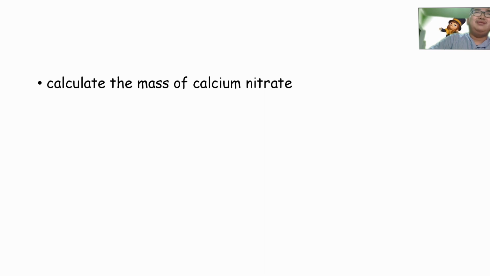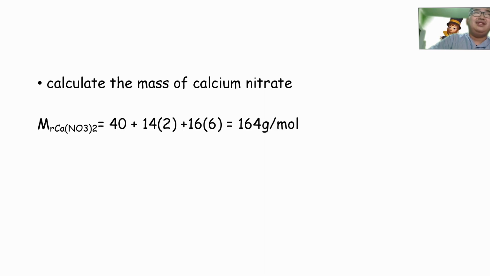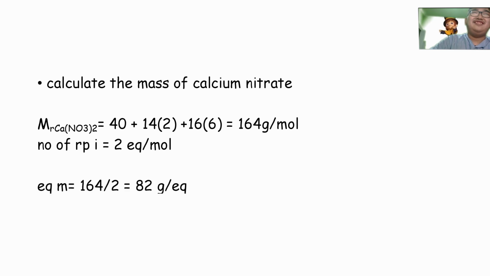Calculate the equivalent mass of calcium nitrate. The relative mass of calcium nitrate is that. And the number of replaceable ions is 2. So the equivalent mass is 82.